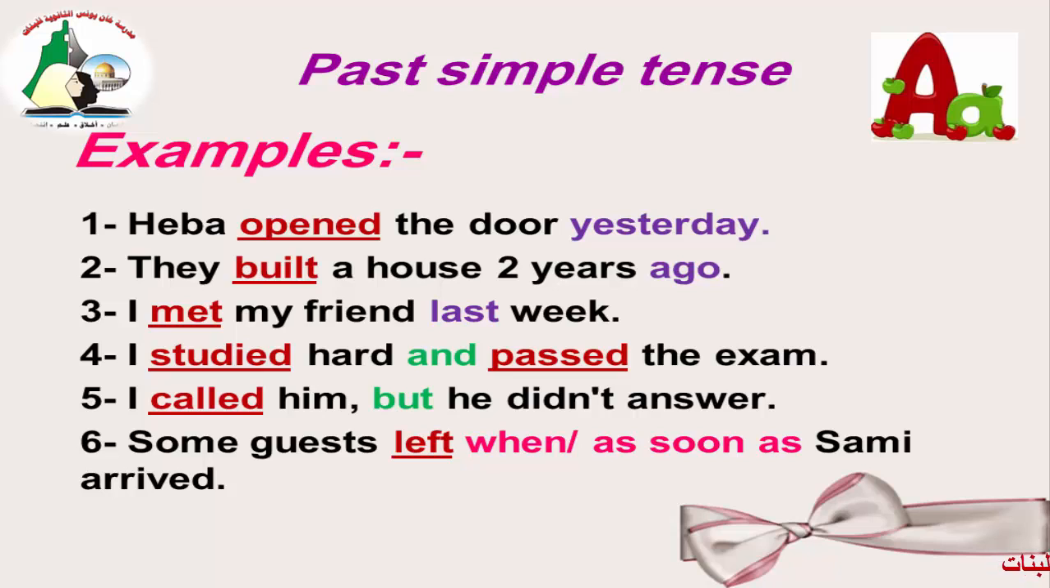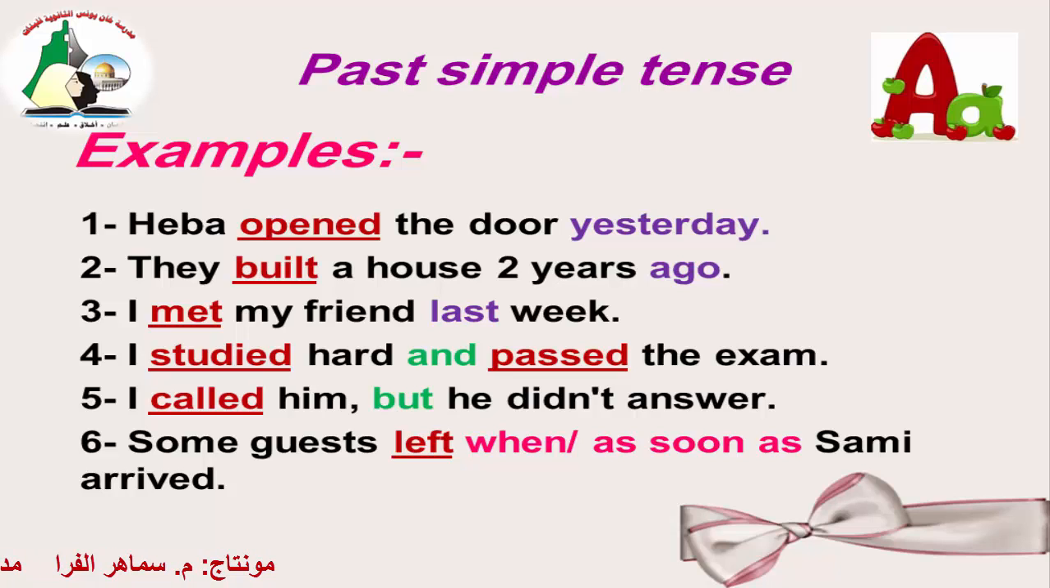Some guests left when or as soon as Sami arrived. We have two verbs in the past, left and arrived, and they are connected with some connectors like when and as soon as. But look at the difference between and but and when or as soon as. And but are just connectors. They don't refer to any tense. We can't say that and but refer to the past, but they are just connectors. But when we see when in a sentence, we can say this sentence is past.